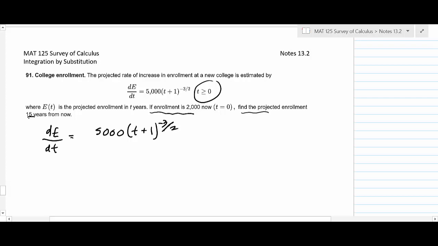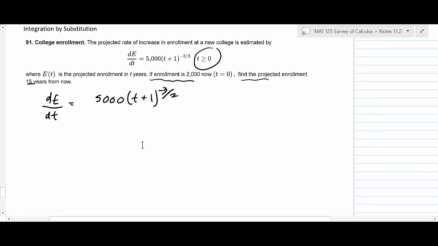Now the first thing you've got to do is get the enrollment function. This is only the rate of change of enrollment. So you're going to start this off like we did the last problem, by taking an integral of both sides. The integral on the right side is going to be dt because that's the variable. This one might be a good U-substitution integral. Okay, tell me what the left side is.